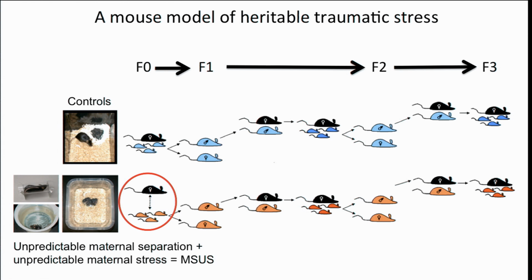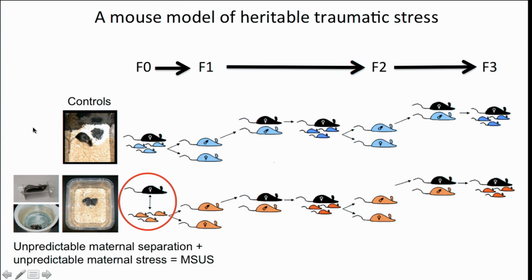So we separate pups from their mother anytime during the day. So they don't know this. The factor of unpredictability is very important to make the stress really traumatic. And the mother, at the same time, is stressed unpredictably with different stressors. So we do this on the first generation. And we wait until the animals are adult, and we breed them down to the third generation. And we test the behavior, and we do epigenetic analysis on each generation.